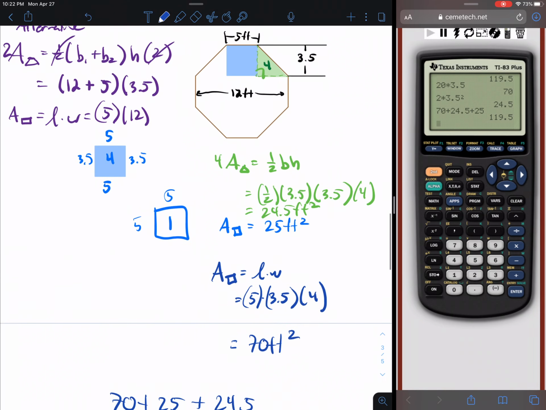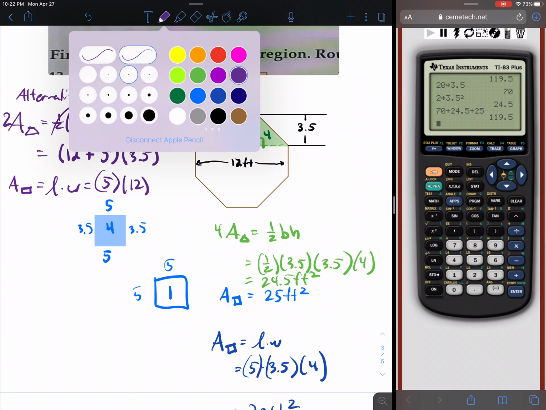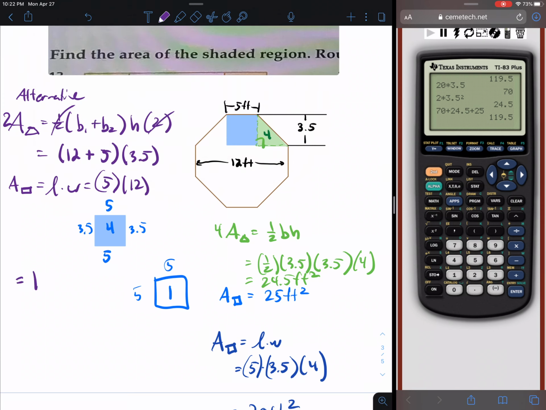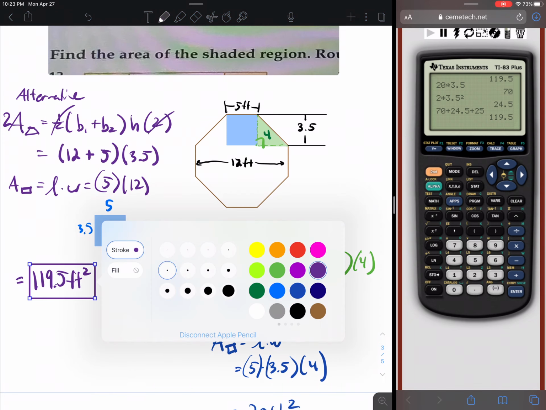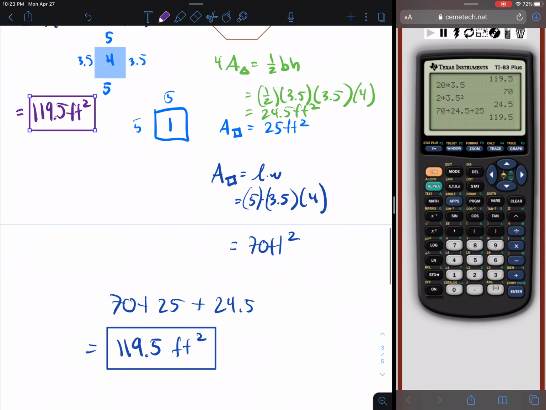You have to get an answer, then ask yourself, does it make sense? So I did it 2 different ways, and I got the same answer either time, 119.5 feet squared. The purple is where I did 2 trapezoids with a rectangle in the middle, and the blue and the green is where I did basically 5 different rectangles and 4 different triangles to add them all up. But in either case, we got the same answer. Okay, that makes me feel much better.